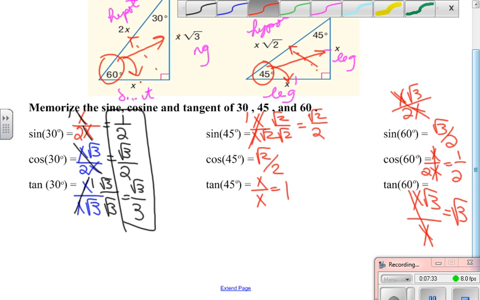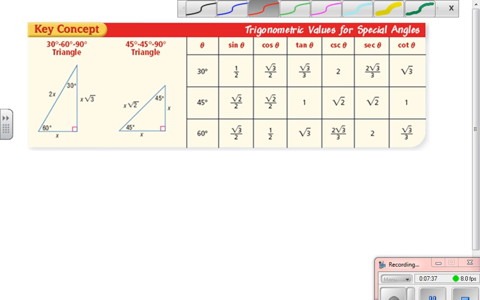Those are 9 values you should memorize. Here they are, kind of collected into a table right here, plus the additional reciprocal ratios, which you can figure out by knowing the big 3, or you have them there for you.